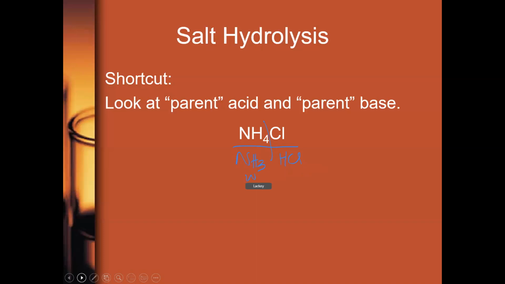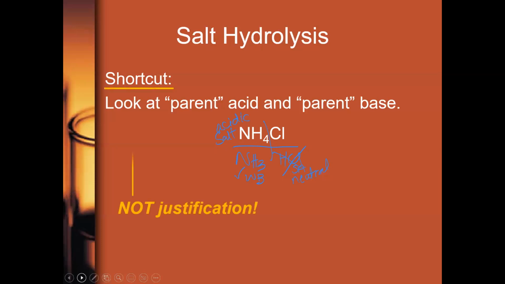Ammonia is a weak base, so that is possible. Hydrochloric is a strong acid, so that would be neutral. So here, since our cation can react, this we would know would be an acidic salt. Now that is just kind of a real quick and dirty way to determine would it be acidic or basic.